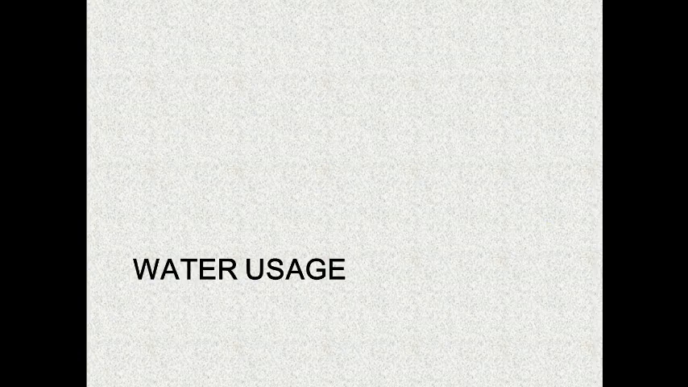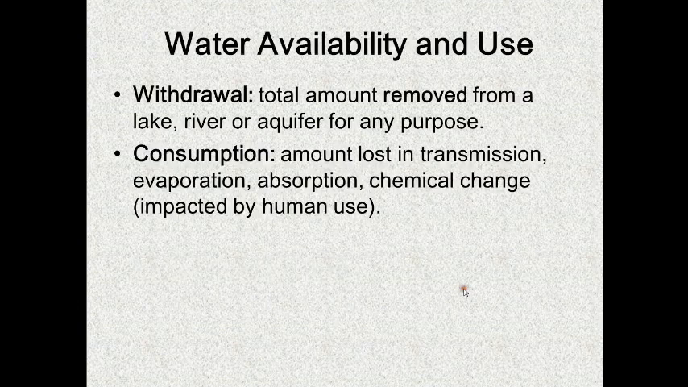In this section, we're going to look at how water is used. So a couple terms here. Withdrawal is the total amount removed from a lake, river, or aquifer for any purposes. Consumption is the amount lost in transmission, evaporation, absorption, chemical change. Consumption is very much impacted by human use.